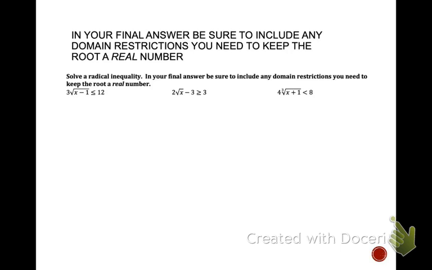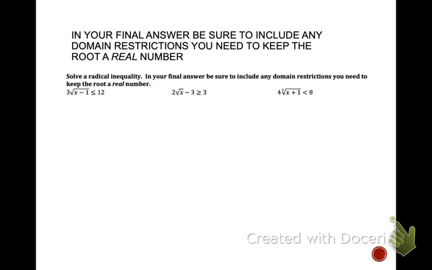Now let's solve some radical inequalities. You can see in bold above, I said, in your final answer, be sure to include any domain restrictions that you need to keep the root a real number. So our directions say solve the radical inequality. We'll solve it almost like we do a radical equation. In our answer, we will look out and see if there's any domain restrictions that we need to include.